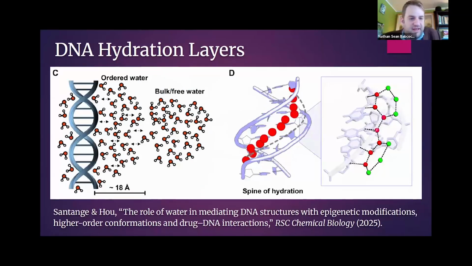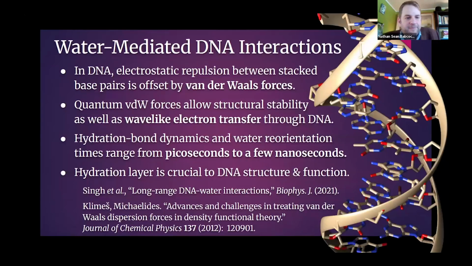If we look at DNA, the hydration layers are also extremely important at a distance of about 18 angstroms away from the double helix of the DNA, which is almost 2 nanometers. They call this the hydration spine that wraps around the DNA and has an important role in controlling its properties as well. Now in DNA, the electrostatic repulsion between the stacked base pairs is offset by van der Waals forces.